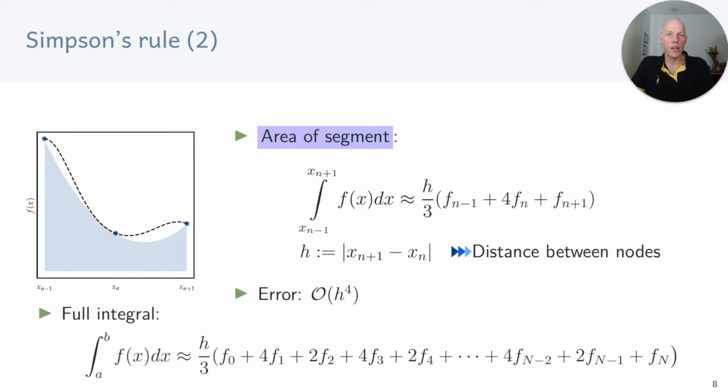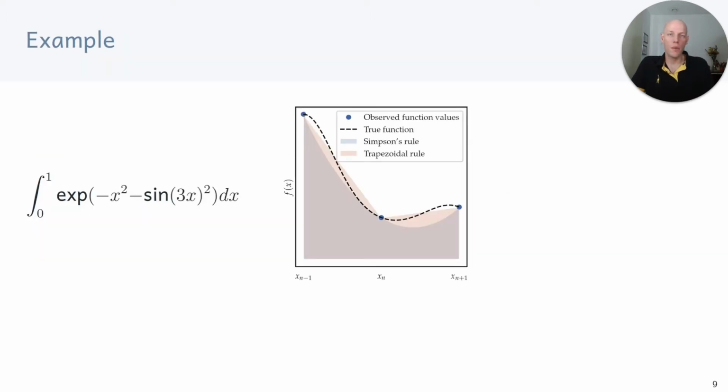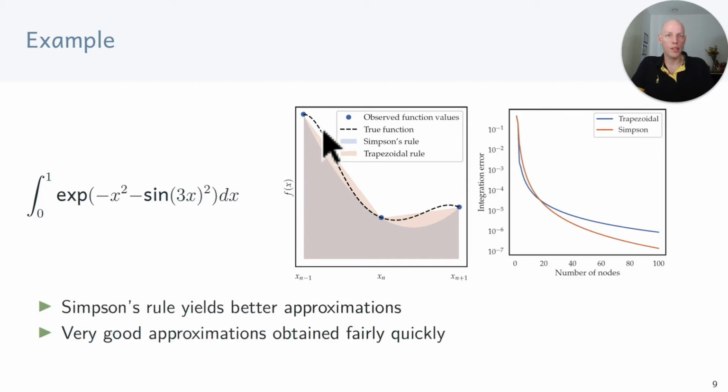So now let's have a look at an example. We're interested in computing the integral of the exponential of minus x squared minus sine of 3x to the power 2 between 0 and 1, which is exactly this. The function is this dashed line that we saw already earlier. We're going to use Simpson's rule and the trapezoidal rule. So here I'm plotting the integration error as a function of the number of nodes. The more nodes, between 0 and 100, the finer the partitioning and the smaller the approximation error.